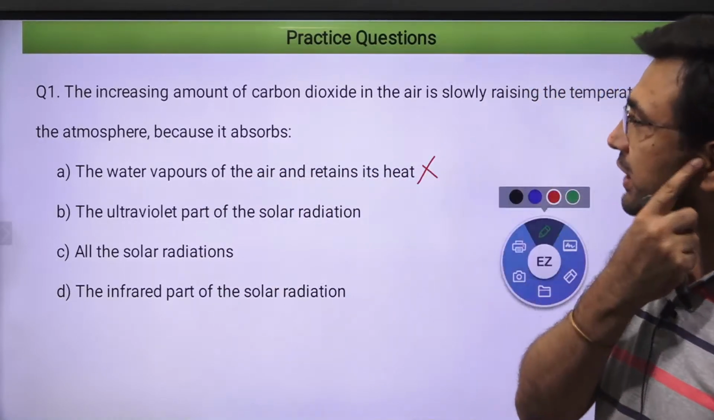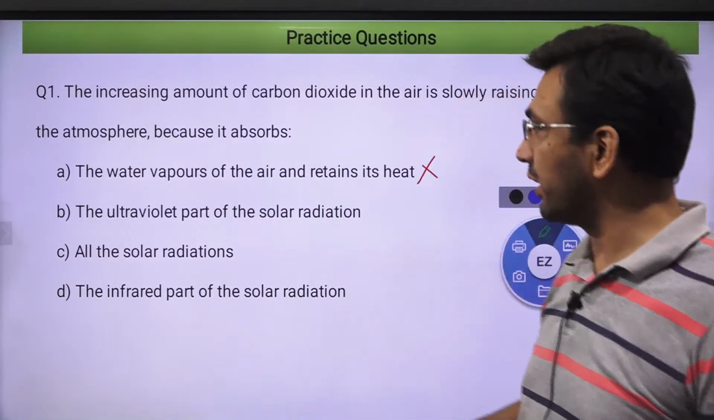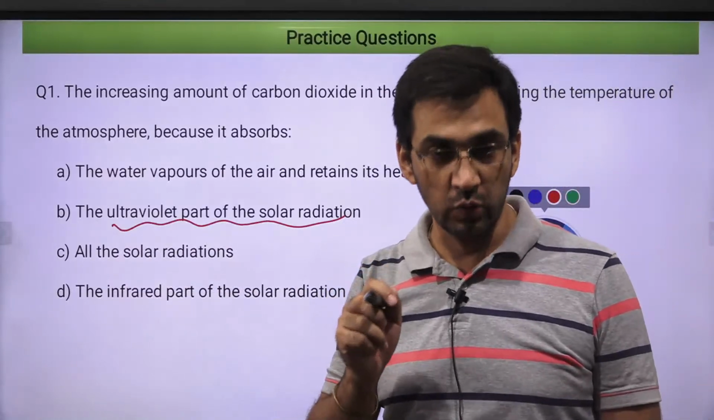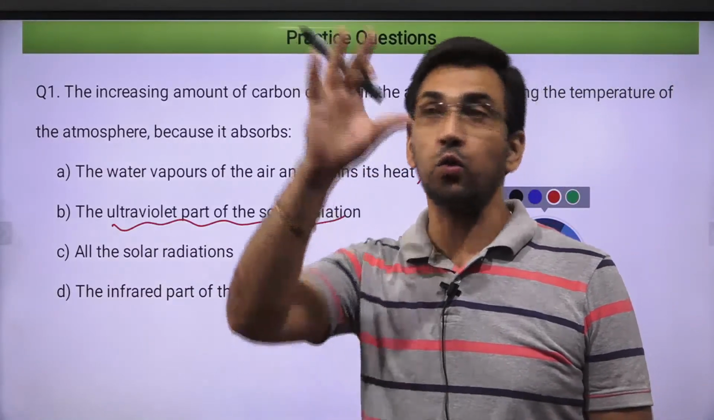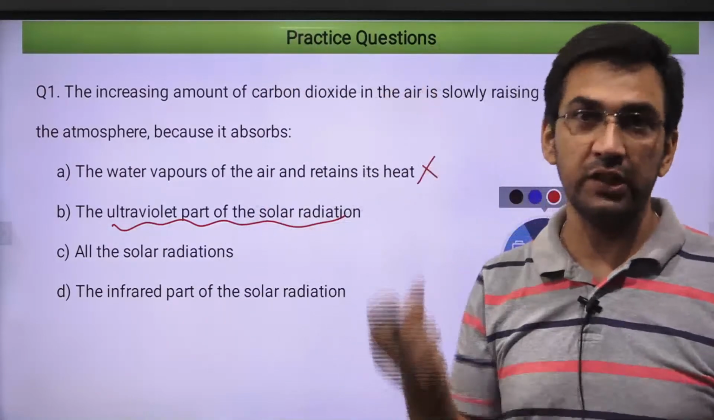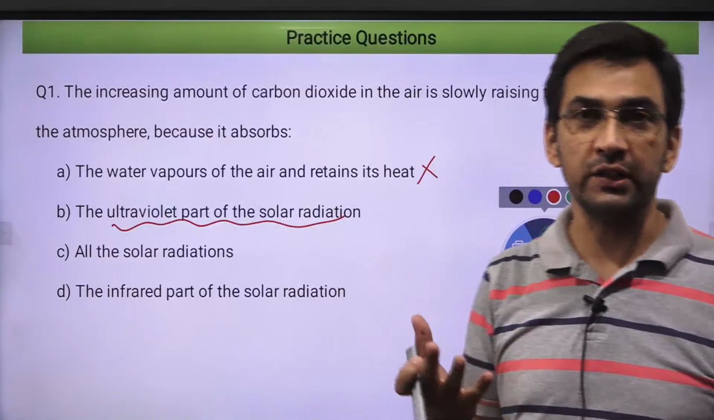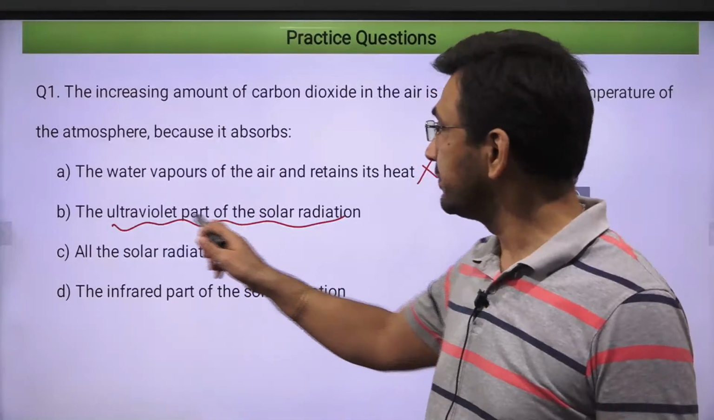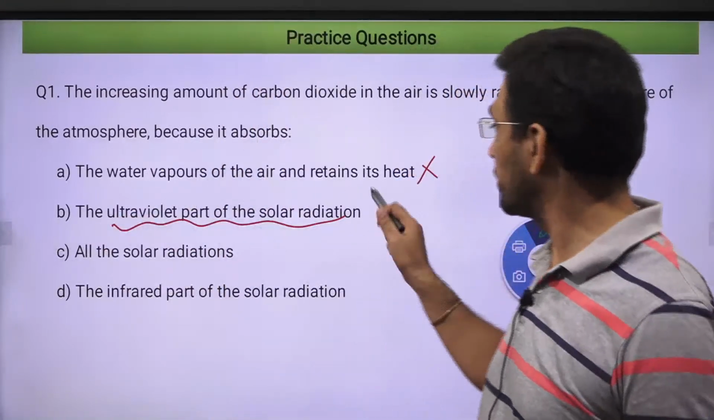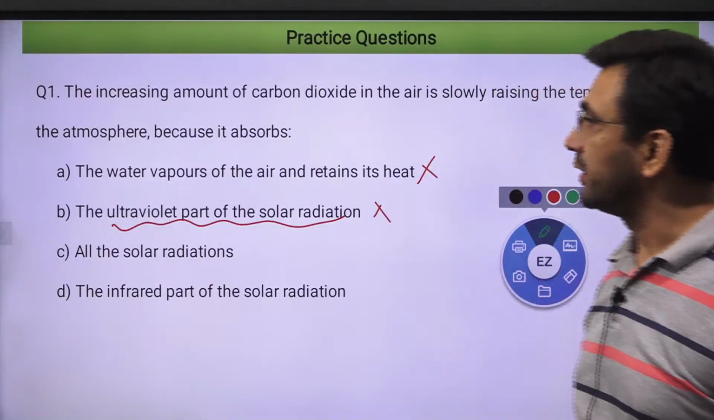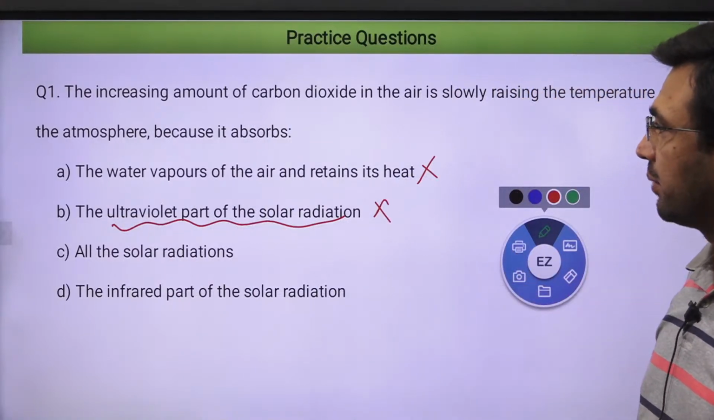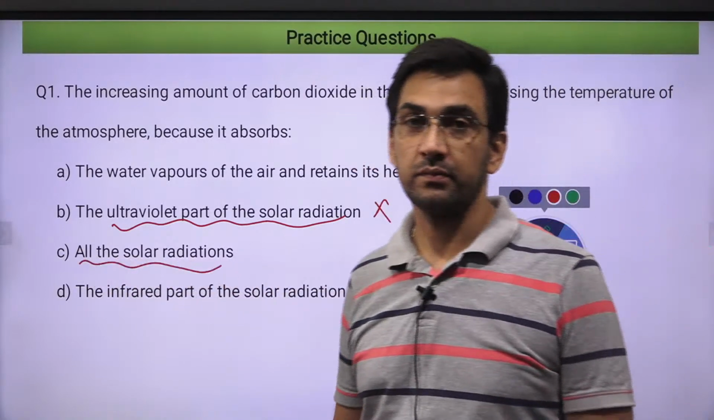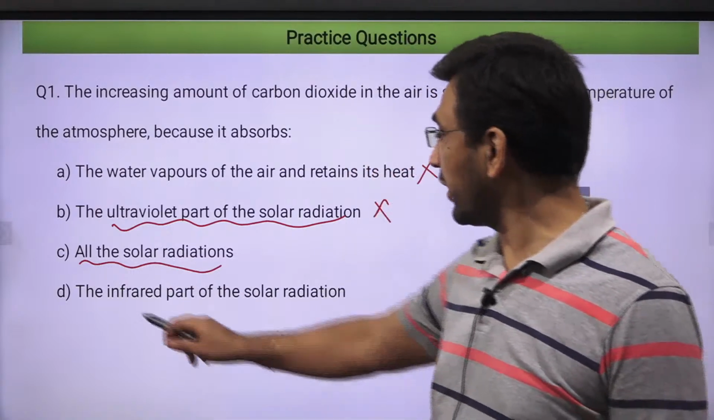So we know that it basically absorbs radiation. But what kind of radiations? Ultraviolet part of the solar radiations? I think last time also I discussed one question with you where I told you about the total amount of different types of radiations that we receive from the sun, and ultraviolet radiations are the smallest in proportion, roughly 7% or so. And the major portion of ultraviolet is already absorbed by the ozone. So no question of ozone, right? So it is not because it absorbs the ultraviolet part of the solar radiation. Or does it absorb all the solar radiations? That is the question. And the third one is the infrared part of the solar radiation.